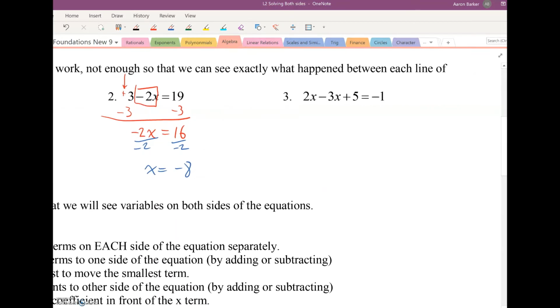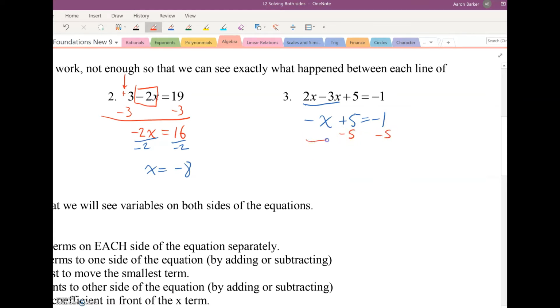So now it's a little bit different. Now what we have to do is collect like terms first. We saw a few of those yesterday, or Friday rather. So we get negative x plus 5 equals negative 1. This is another great question. How do we move the 5? Well, it's a plus in front of it, so we minus 5 from both sides.